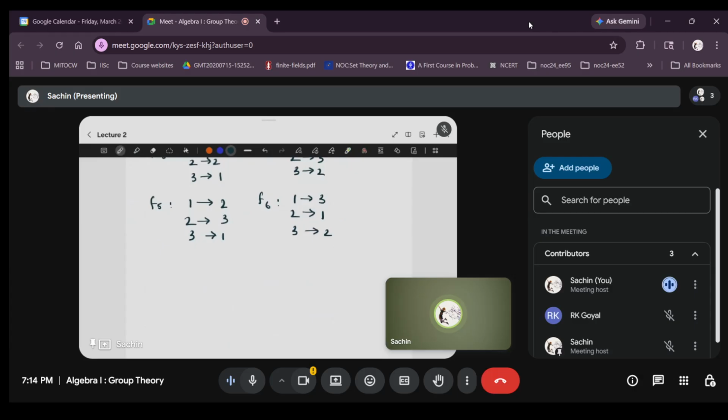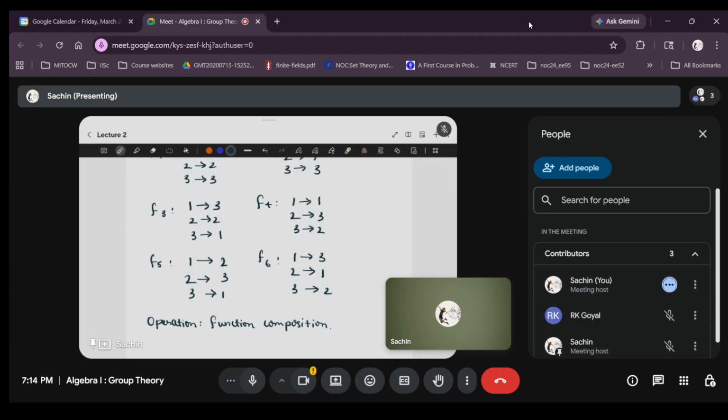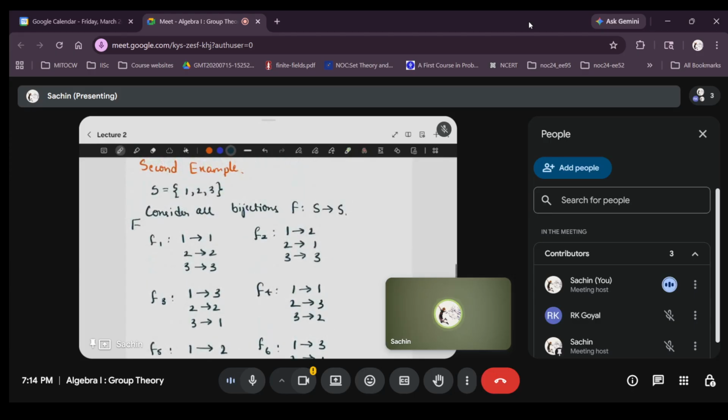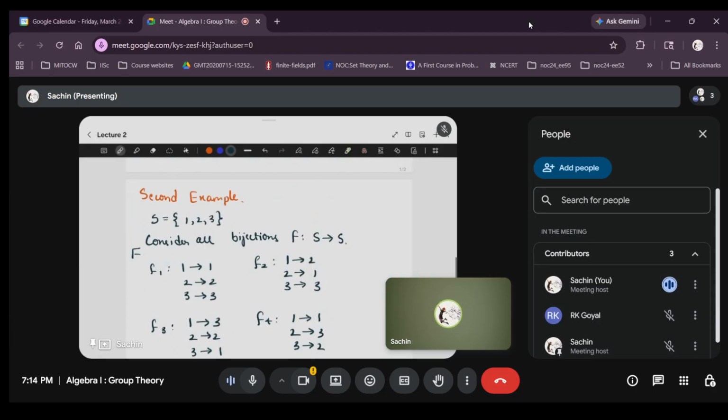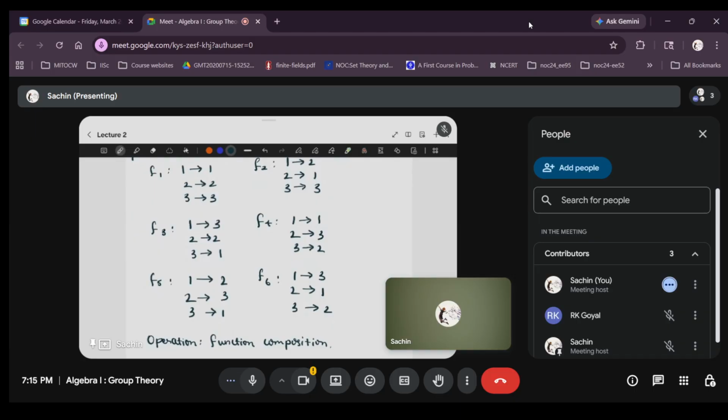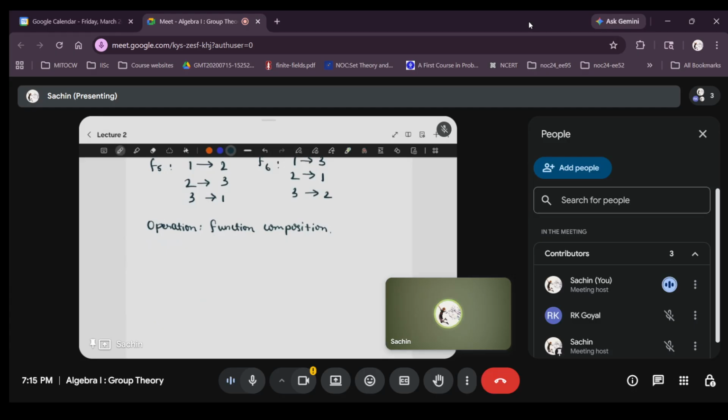The operation that I will consider is the composition of functions. Function composition. We know that the composition of two functions from S to S is another function from S to S. But there are only six possible functions from S to S, so it must be one of these elements. So the composition is closed.